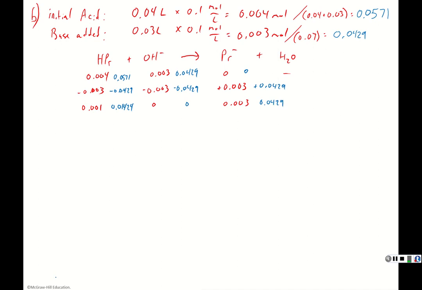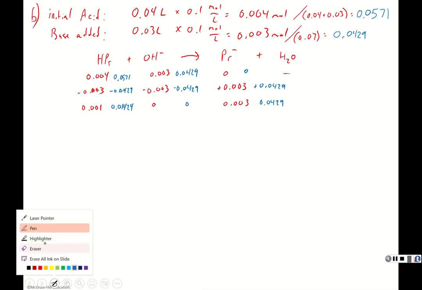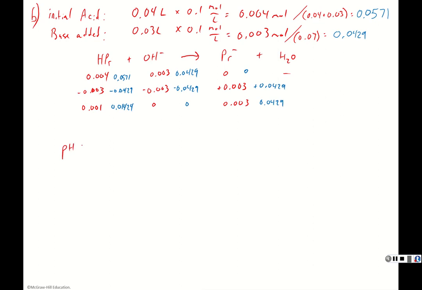Okay. So now we have the amount of weak acid left remaining after we've added the base, and we have the amount of our conjugate base that has formed. So we have weak acid and conjugate base. That's our buffer system, so we can use Henderson-Hasselbalch. So pH equals pKa plus log of base over acid.